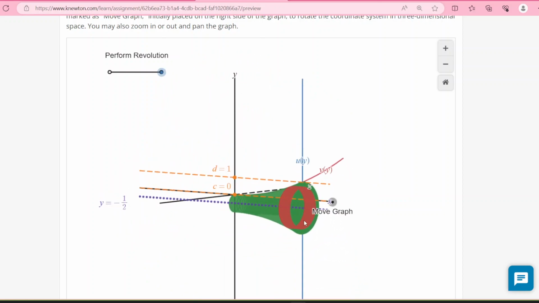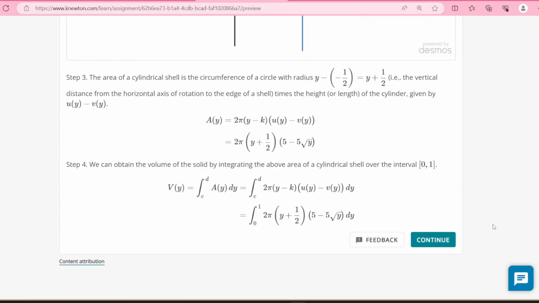And once again, this little red region is just one of the cylindrical shells created when rotating a thin rectangle around the line y equals -1/2. Okay, great. So again, that's half the battle there. That's most of the battle, actually, I'd say, was setting up the integral, right, to find the volume, because then hopefully the functions are nice enough to where your integration afterwards is relatively simple. All right, so let's move on.